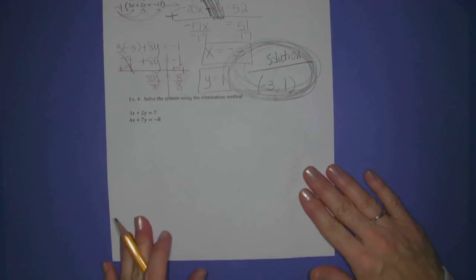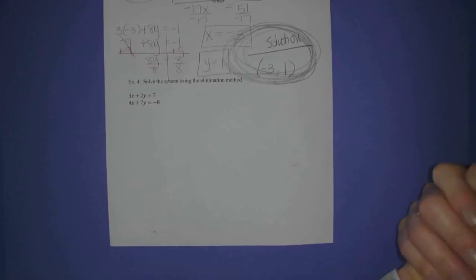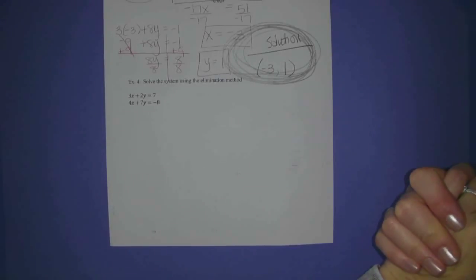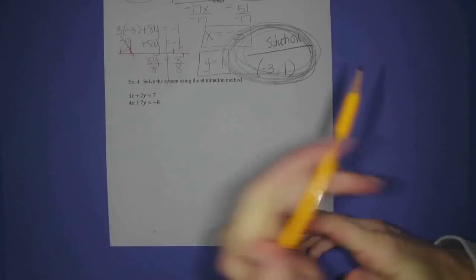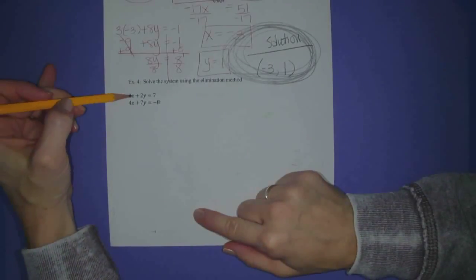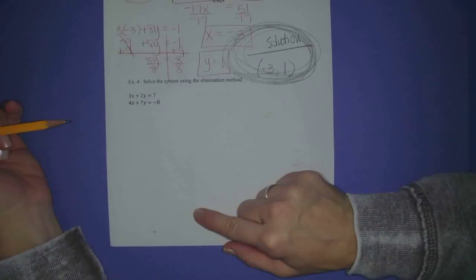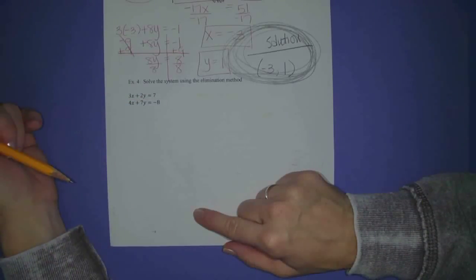Okay, last one. Example 4. Solve the system using the elimination method. Okay. Check them out. Both equations in standard form. Now look at our stacking. We've got a 3x and a 4x. We've got a 2y and a 7y. And then we've got our 7 and our -8.